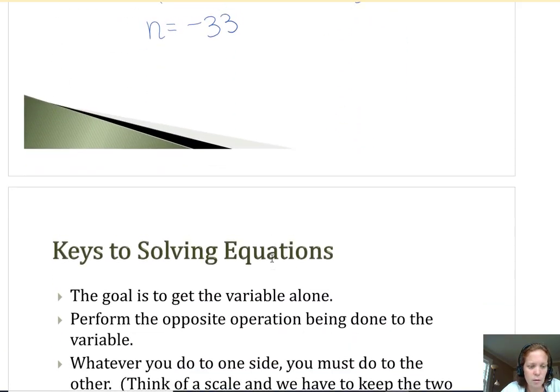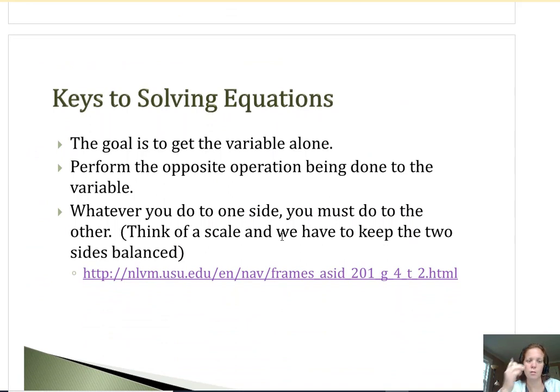Okay, so to summarize a lot of the ideas we talked about, the goal is we're trying to get the variable alone, and we're going to do the opposite operation being done to the variable. So we're not changing the sign, we're changing the operation. And whatever we do to one side, we do to the other.